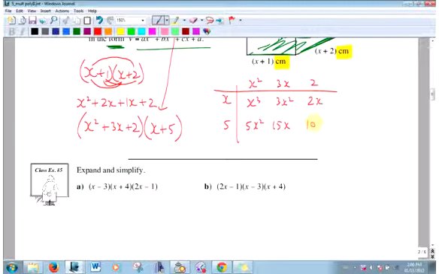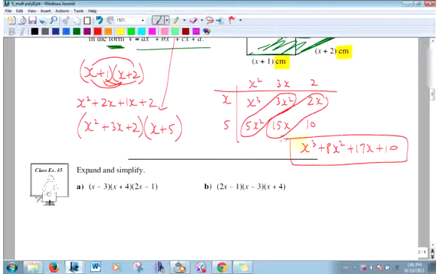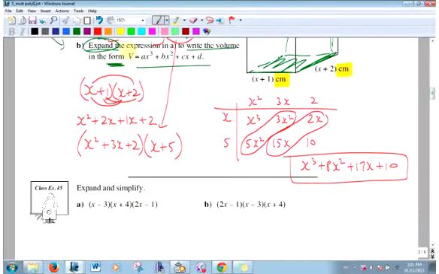Okay, do I have 6 terms? Do I have 6 correct terms? Add them up. X cubed, how many x squareds do you have? 8x squareds. How many x's do you have? 17 and 10. Is that in this form? Ax cubed, bx squared, cx, d.